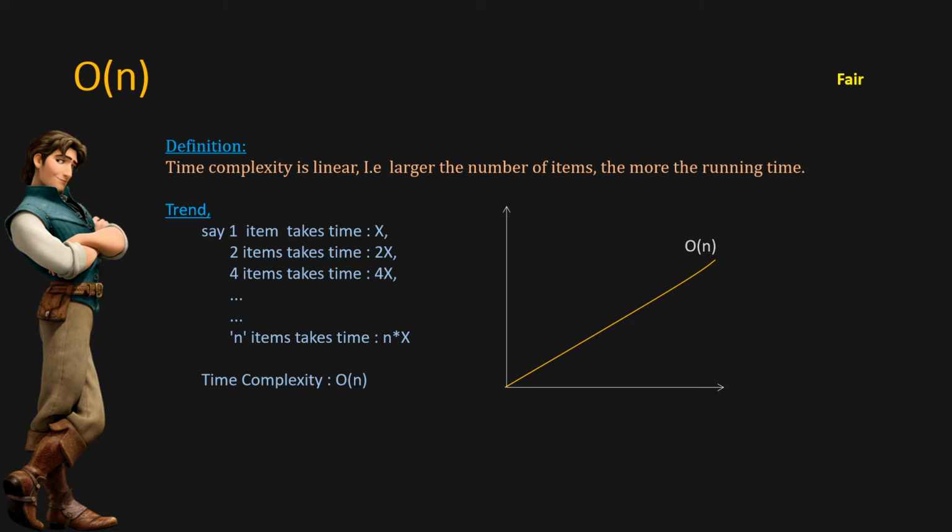Consider this trend. Say one item takes time x, two items is going to take time 2x. Also, four items take time 4x. Then the nth item shall take time n times x. Such a progression has time complexity of O(n).